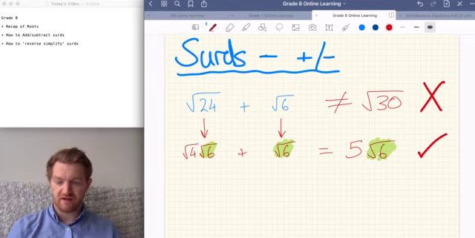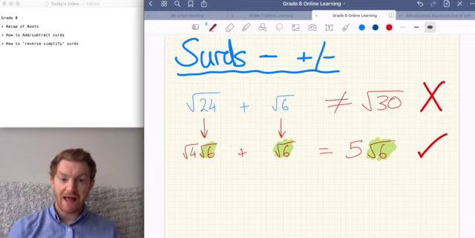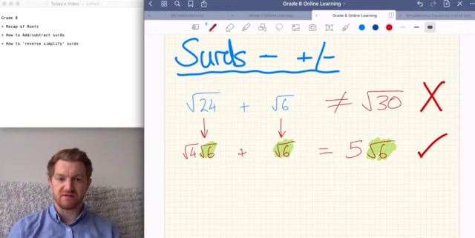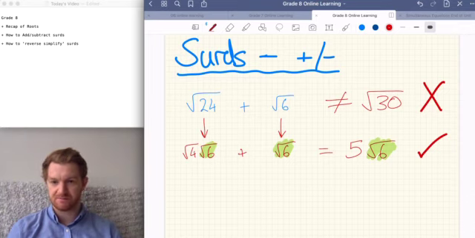So we've got something like that. When we're adding them, and we've got 2 standard roots like that, first thing we need to do is put them in the same base. As you can see here, I've highlighted it in green. The root 6s can be combined together. But don't just add 24 and 6 to get 30.